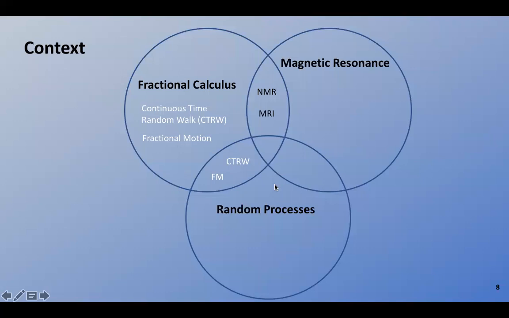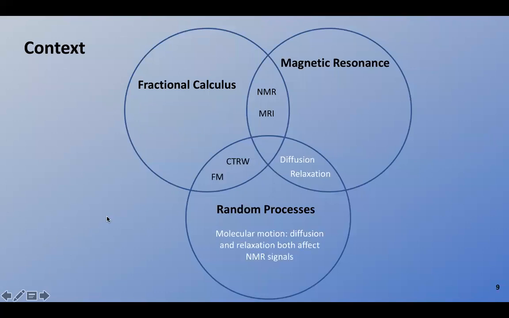I am going to try to point out that the random processes overlap with magnetic resonance in the particular fields of diffusion and relaxation, because it's the motion of water molecules that are detected in MRI, and the restrictions on that motion, their rotation, their translation, that affects the relaxation times and the diffusion measurements that are used to generate contrast in an MRI image. So I'm assuming everybody knows everything they need to know about fractional calculus, and I'm ignoring all the details that one needs to go through in order to generate magnetic resonance images.